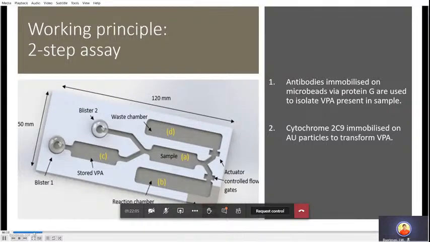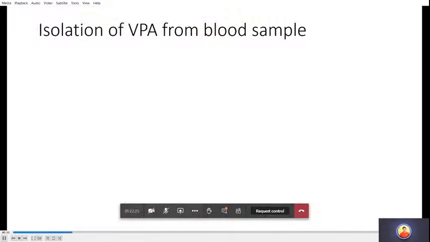So first, valproate molecules will be captured and isolated from the plasma sample using selective antibodies immobilized on microbeads. And then valproate molecules will be transformed using the Cytochrome 2C9.